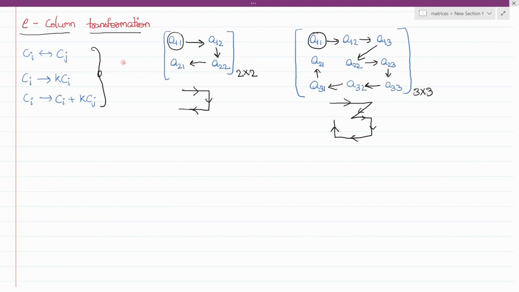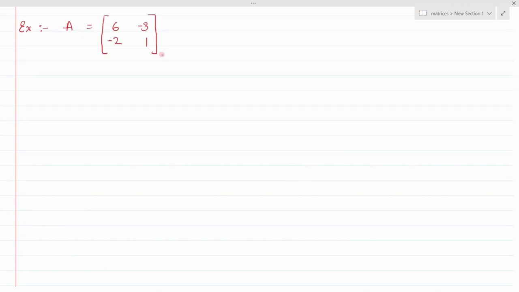Now let's take an example of order 2 cross 2 and find the inverse of it. This is an example of matrix A of order 2 cross 2. First, to find the inverse, we need to find the determinant of A, which is nothing but 6 minus 6, which is 0. Therefore, A inverse doesn't exist.